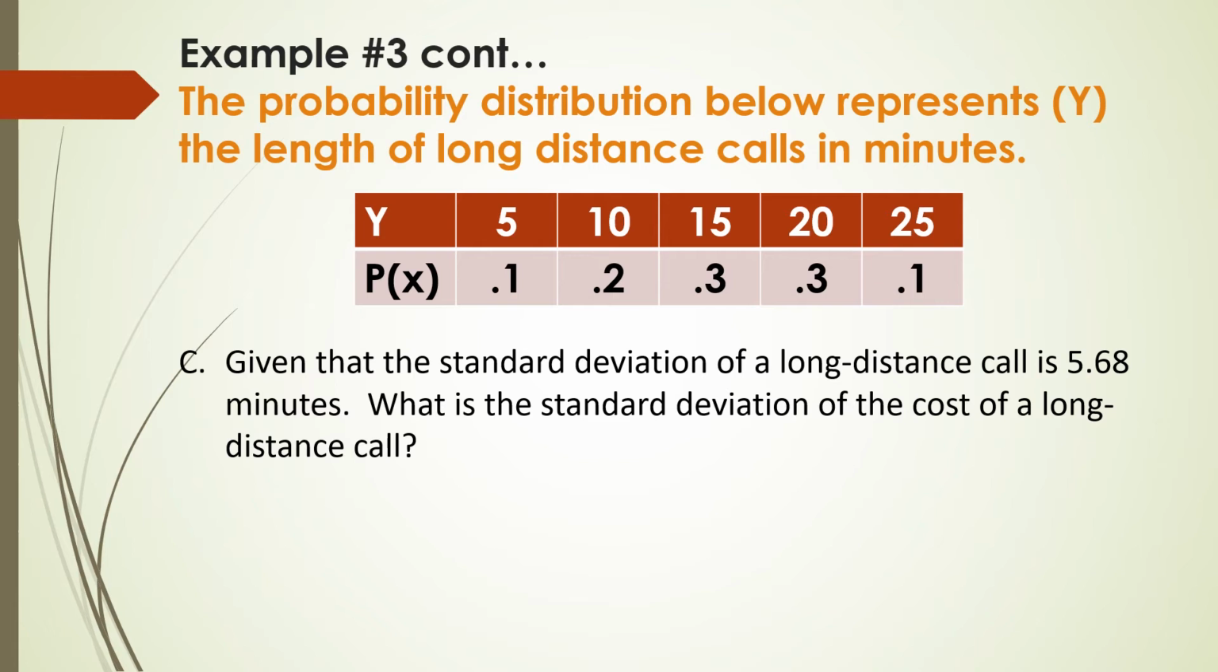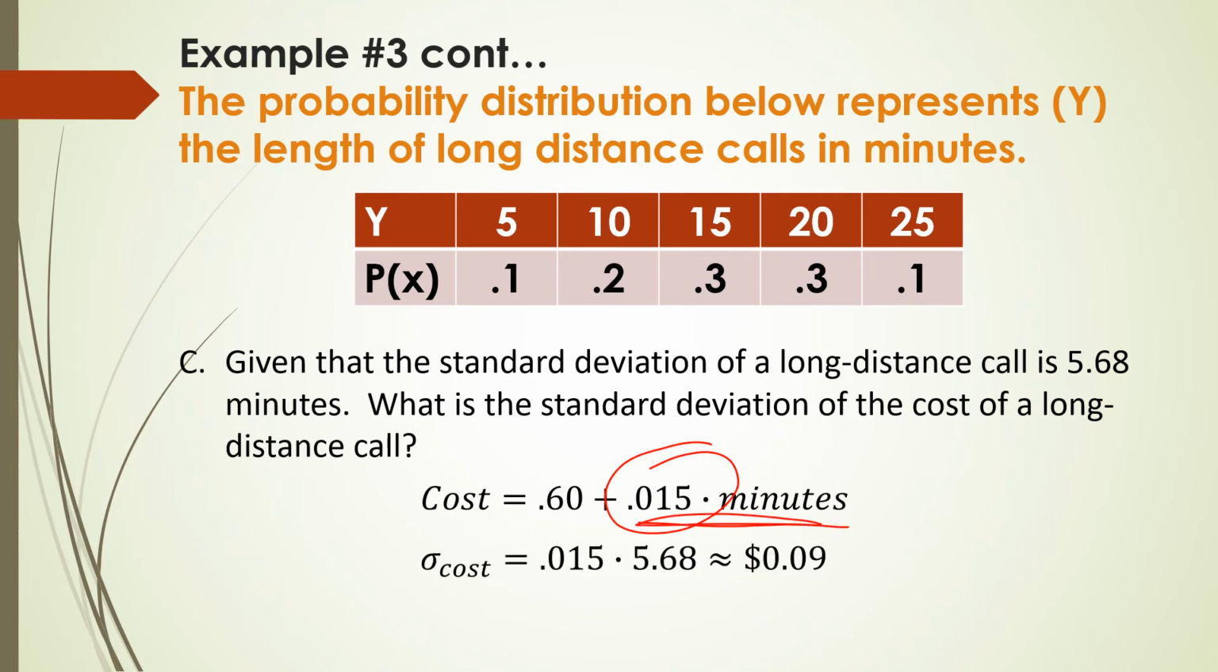All right, now here's the standard deviation one. The standard deviation of a long distance call is 5.68. Yes, that could have been calculated on the calculator, but I'm just going to give it to you. What's the standard deviation of the cost of a long distance call? Right, the only thing that matters when you're changing standard deviation is the multiplication. So I only care about this part of my formula. The addition does not matter. So I just use that part of the formula, multiply, and I get 9 cents for standard deviation. And that is it. That's how you do it.